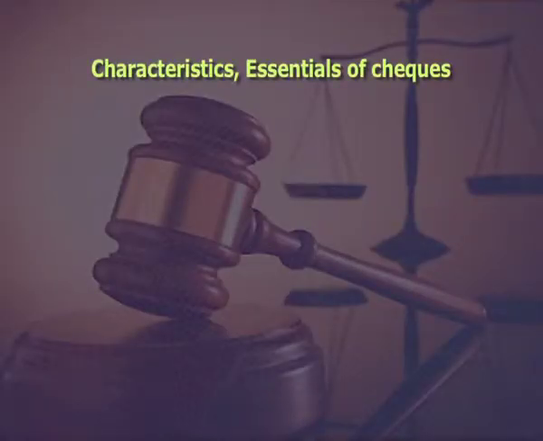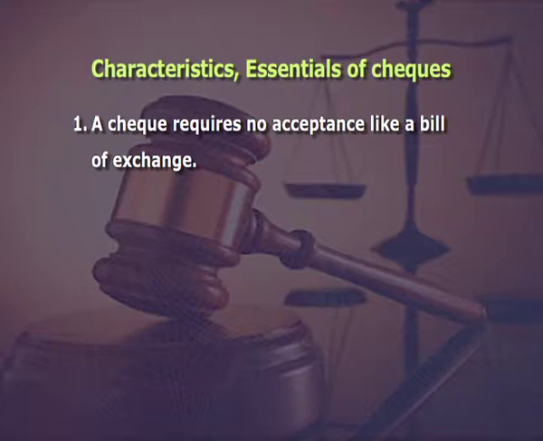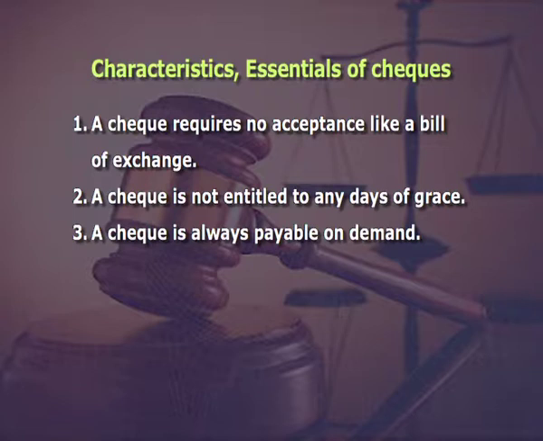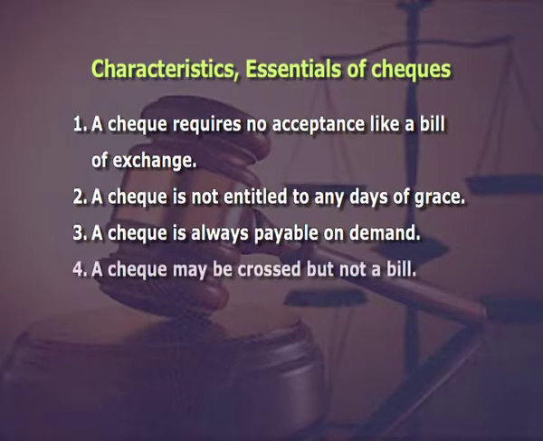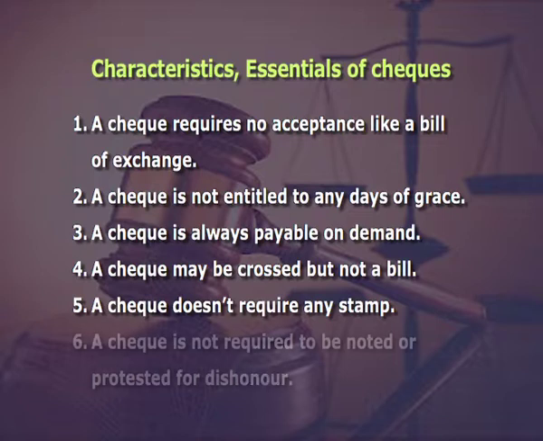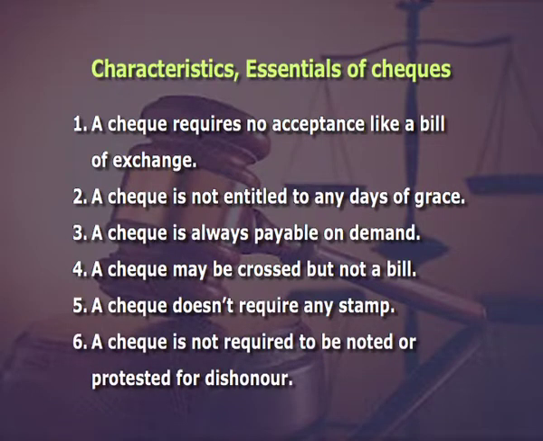But then there are certain features which a check has but a bill of exchange doesn't. Those are seen below. First, a check requires no acceptance like a bill of exchange. Second, a check is not entitled to any days of grace. Third, a check is always payable on demand. Fourth, a check may be crossed but not a bill. Fifth, a check doesn't require any stamp. Sixth, a check is not required to be noted or protested for dishonor.